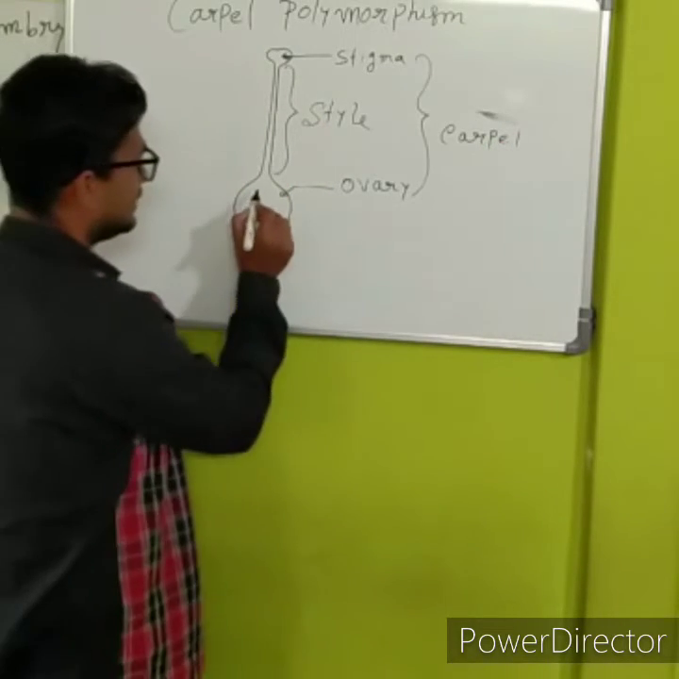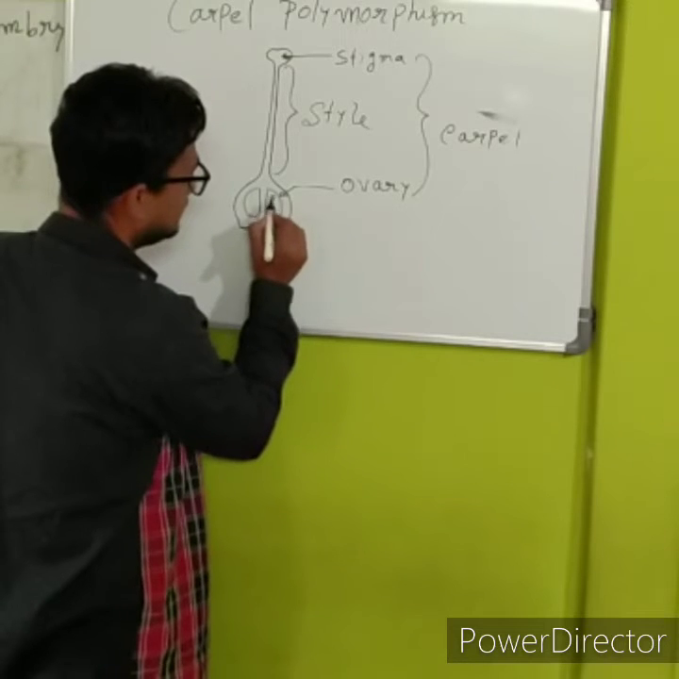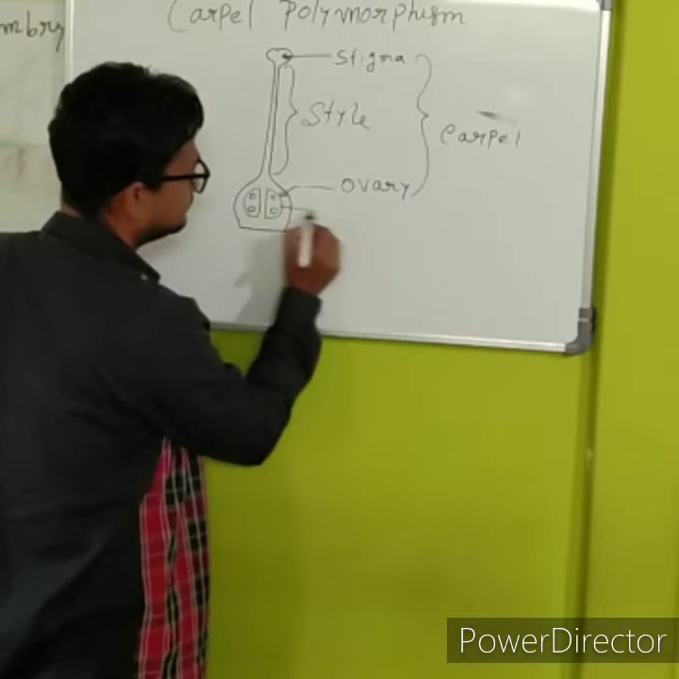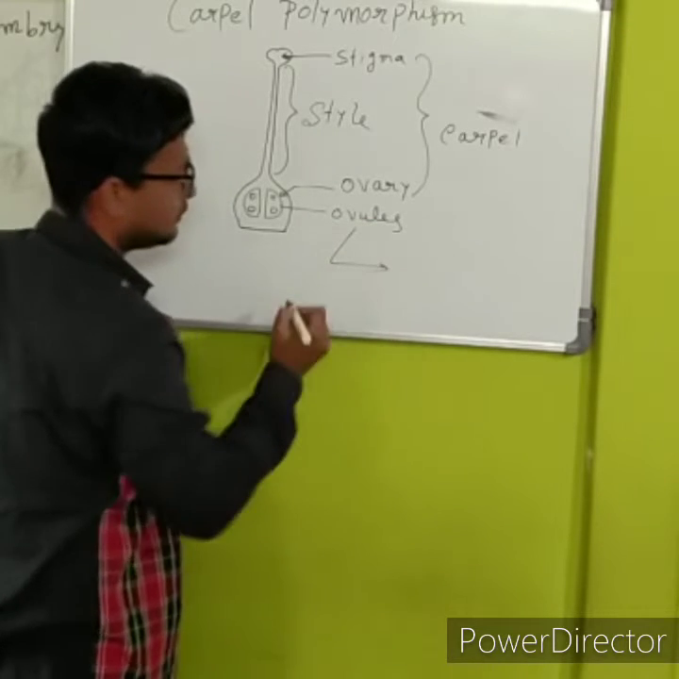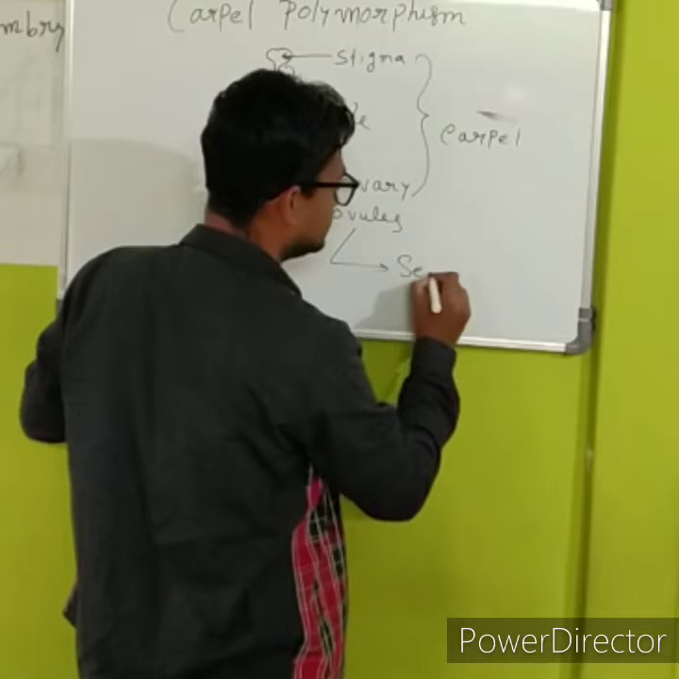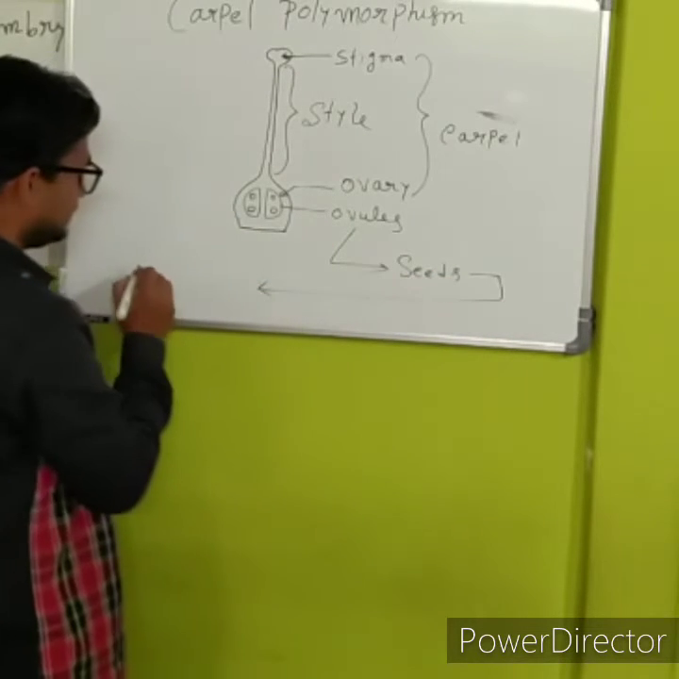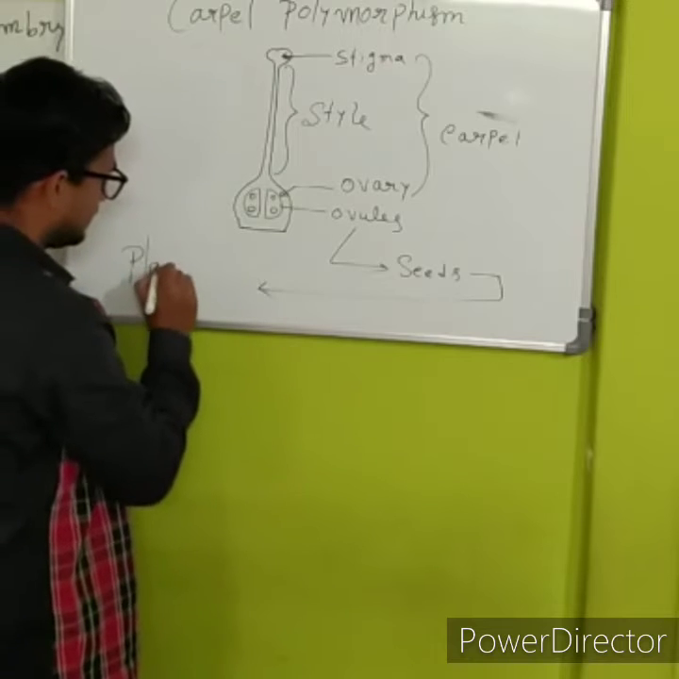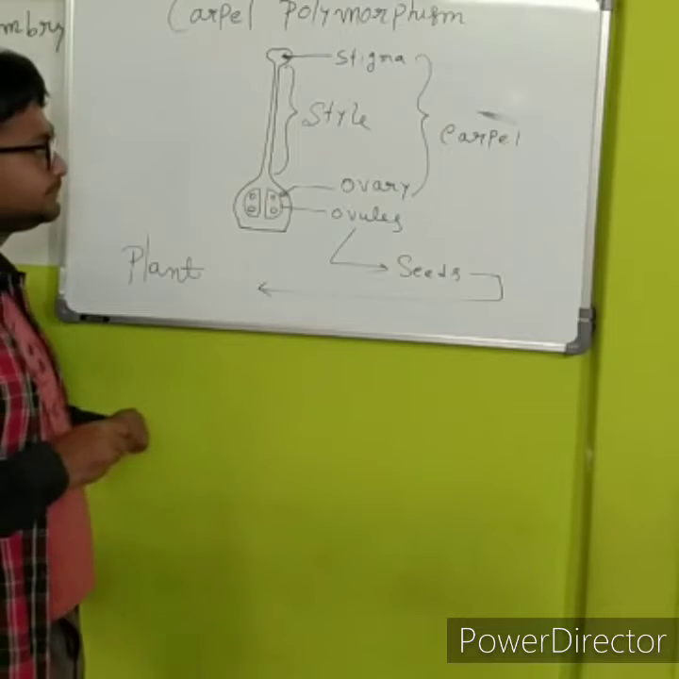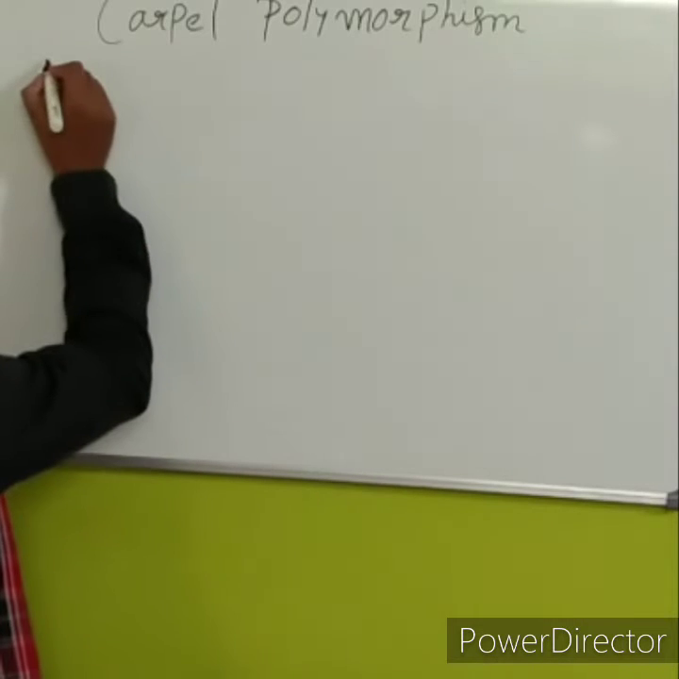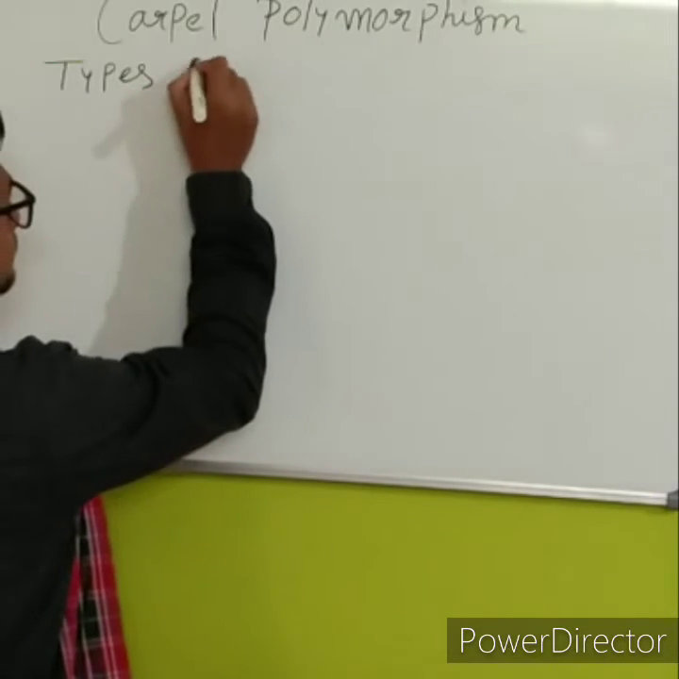The ovary has the ovules, which will ultimately form the seeds, and when seeds will germinate, it will form the plant of different species. Now there are different types of gynoecium.